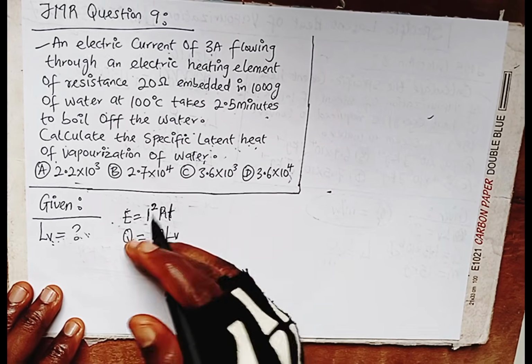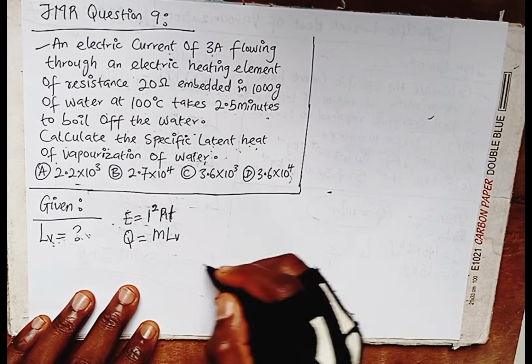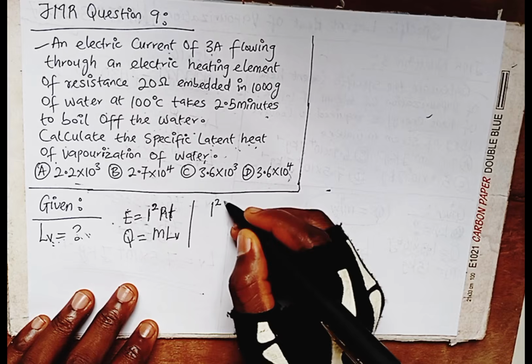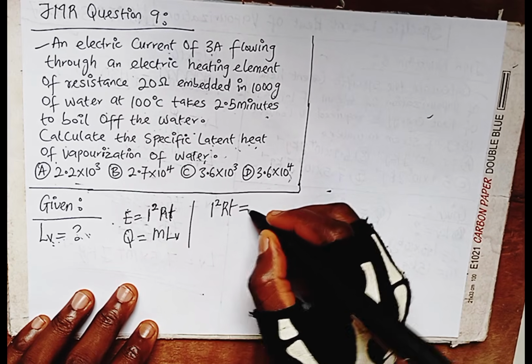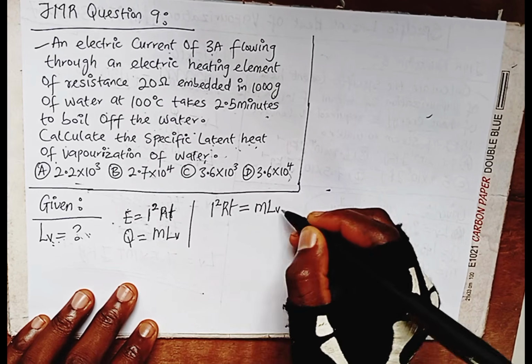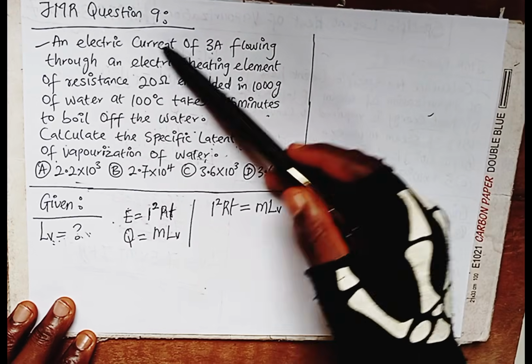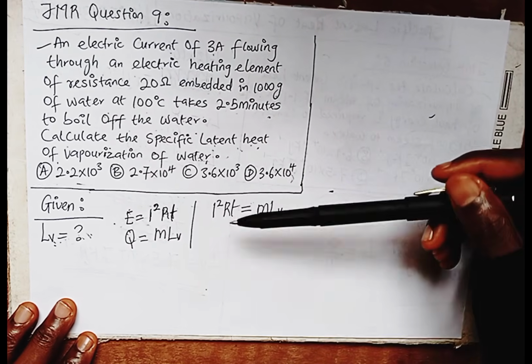So we are going to bring these two formulas together. Bringing these two formulas together, we are now left with I squared RT is equal to MLV. So this is what we are going to use to solve. But before we start solving, let's write out all the parameters given to us and figure out if we can really use this formula to solve.